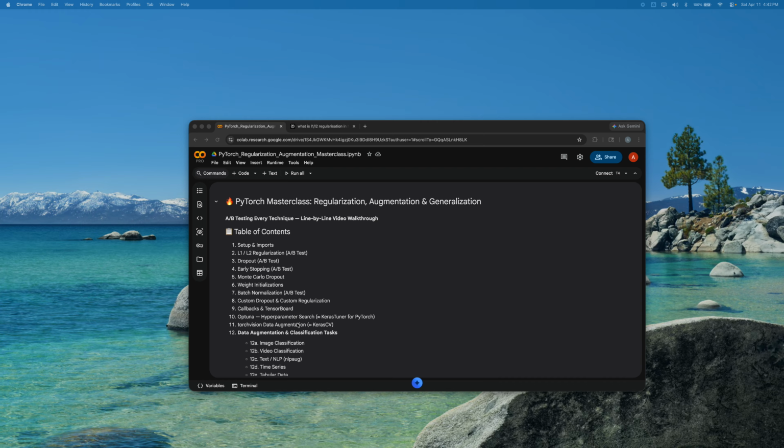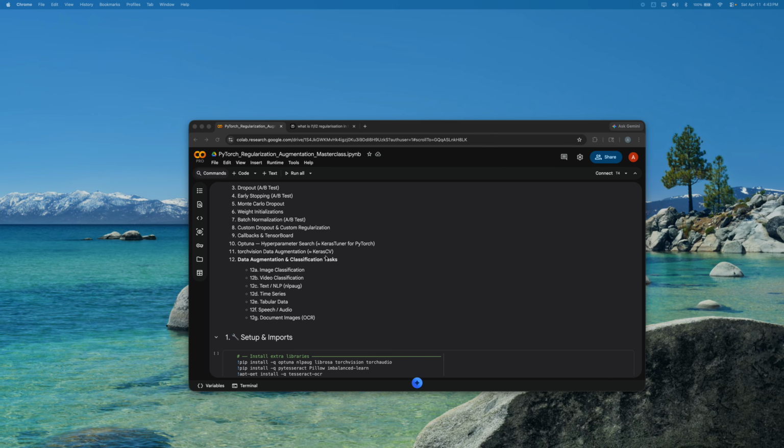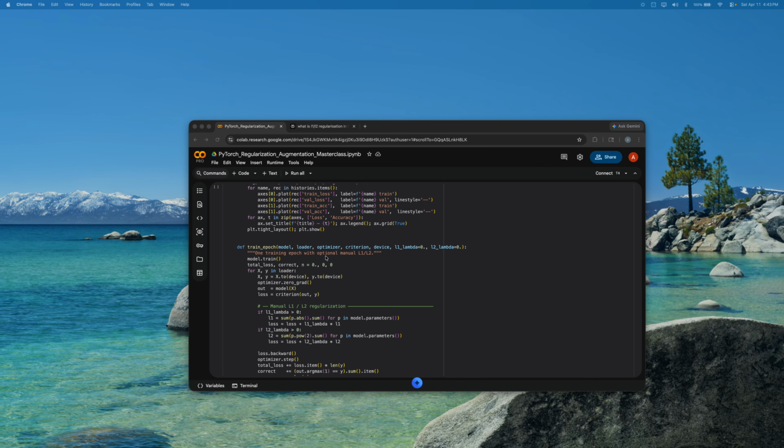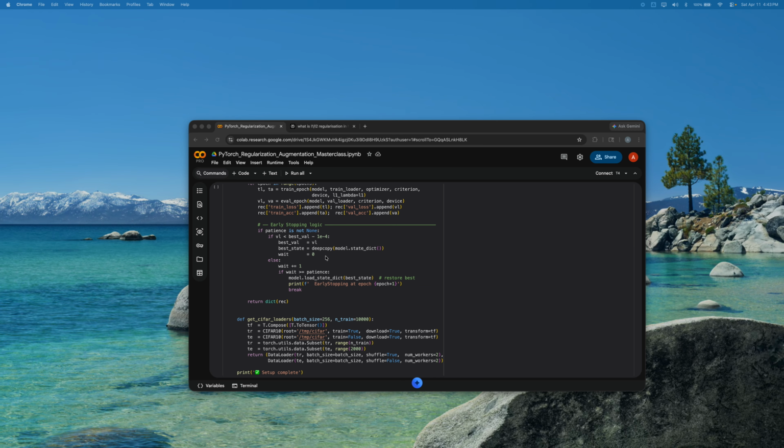Regularization prevents the model from memorizing the training data, which is overfitting, whereas data augmentation is a trick that artificially expands your data set so the model sees more variety of data. In this assignment, every major technique is demonstrated as an A/B test. Basically, train one model with the technique, one without, and then compare the learning curves side by side. So let's start. Initially, we are doing some setup and imports.